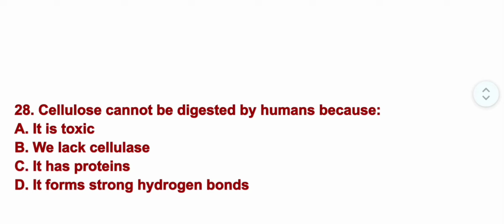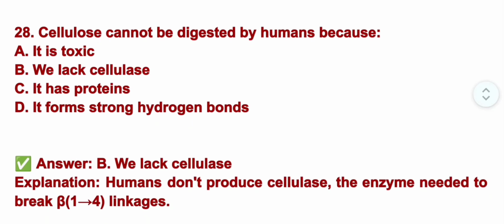Question number 28. Cellulose cannot be digested by humans because? The correct option is option B. We lack cellulase enzymes. Humans don't produce cellulase, the enzyme needed to break down beta 1,4 linkage.